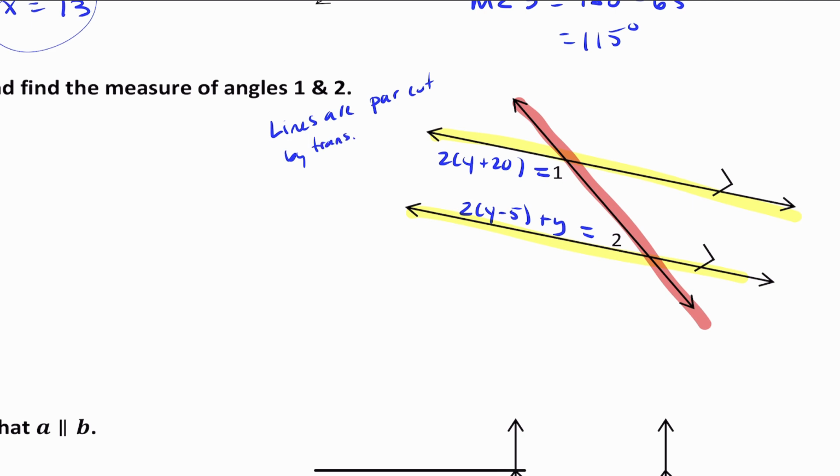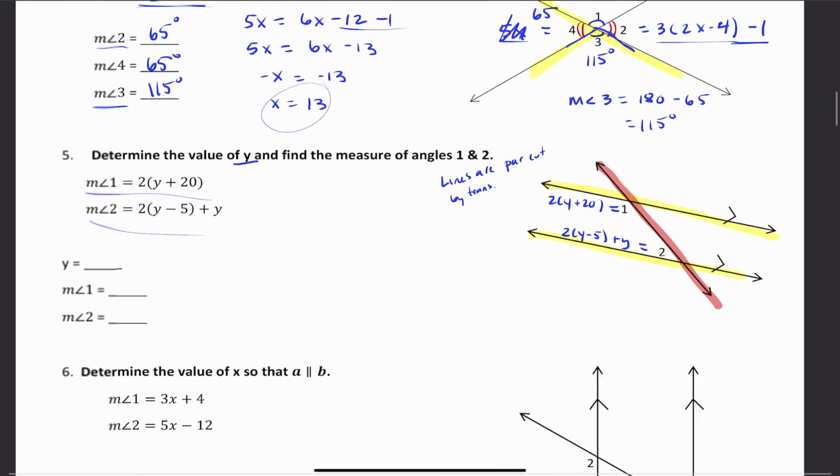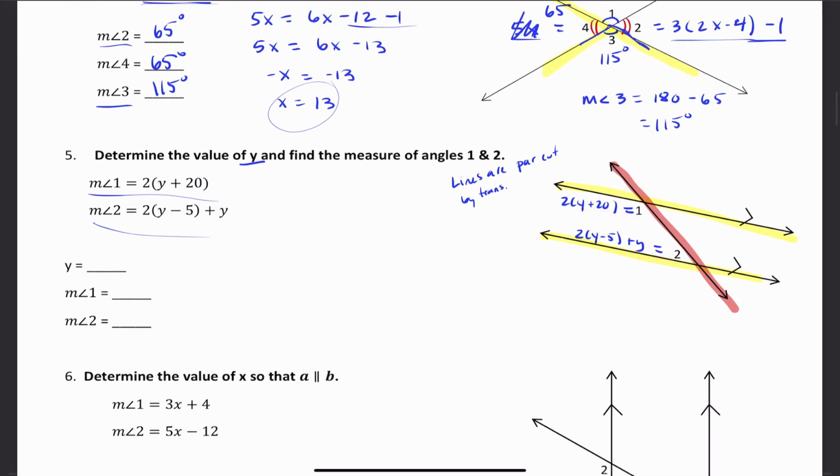Looking at angles 1 and 2, are they on the opposite side of the transversal or are they on the same side? Well, they're on the same side, and they're both interior angles. They're inside the parallel lines themselves. So that means these angles are supplementary. Same side, supplementary. It's sort of like an alliteration. So I have to take these angles and add them up to 180.